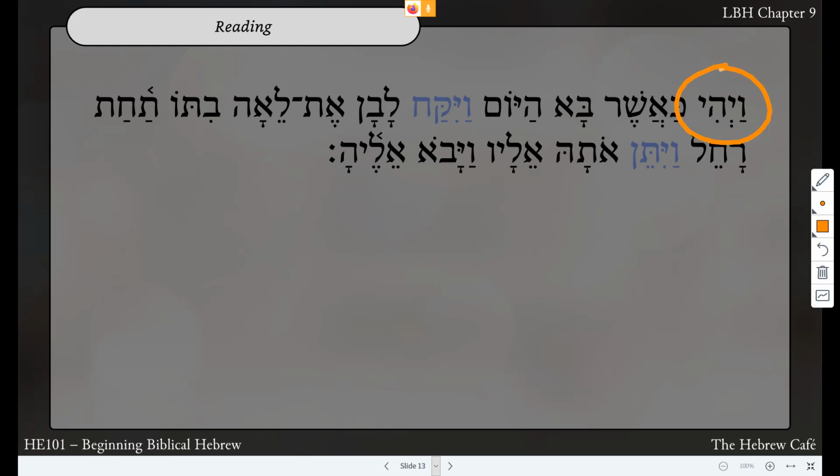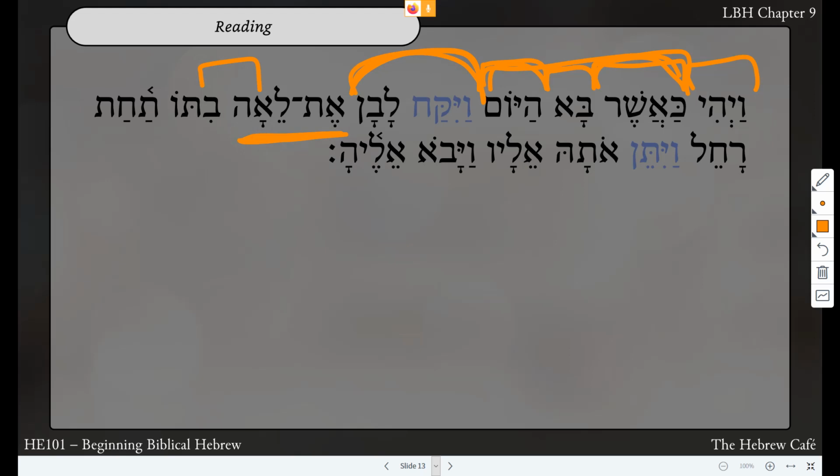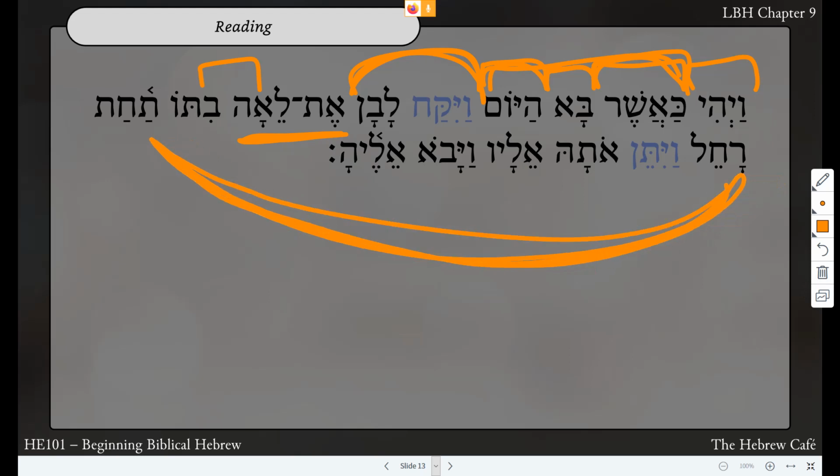Vayehi, it came to pass. Vayikach, he took. Vayiten, he gave. Vayavo, he came. So, it came to pass when the day had arrived. Kasher ba hayom. Kasher is like according to which, the day came, or when the day came. Lavan took Leah, bito, his daughter. This is apposition. He took Leah, his daughter, instead of Rachel. Tachat Rachel means instead of Rachel. And he gave her to him, vayiten ota elav. And he came to her, vayavo eleha.